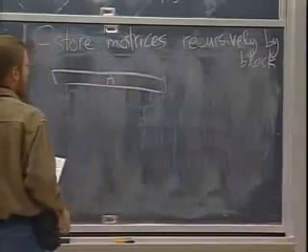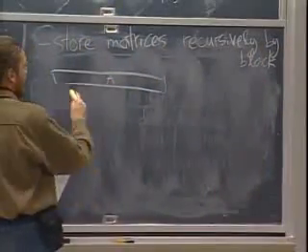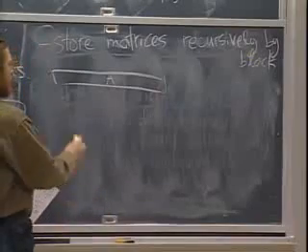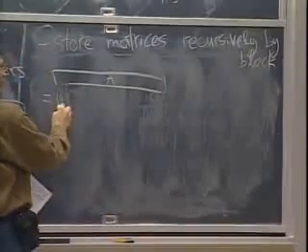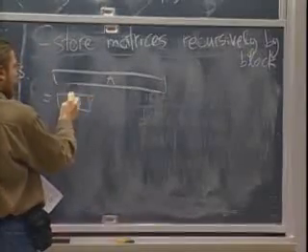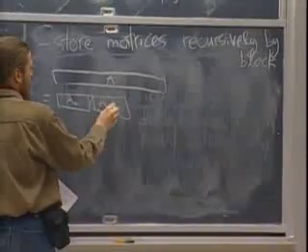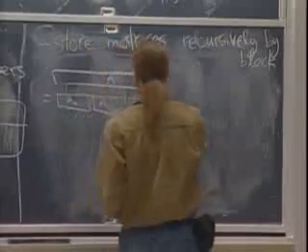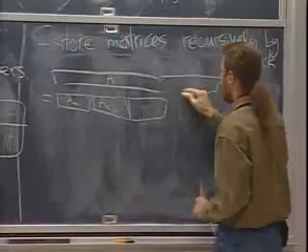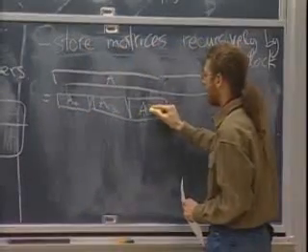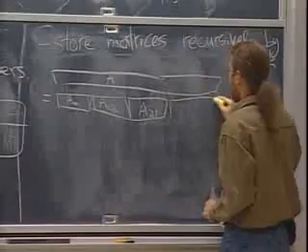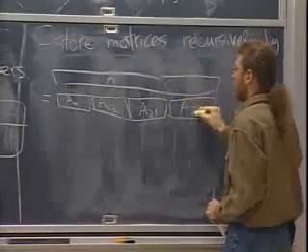Okay, so if I want to store my matrix A as a linear thing, I'm going to recursively define that layout to be: recursively store the upper left corner, then store, let's say, the upper right corner. It doesn't matter which order I do these. Then store the lower left corner, and then store the lower right corner recursively.